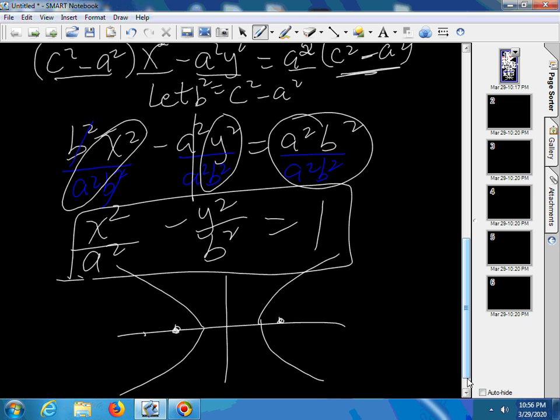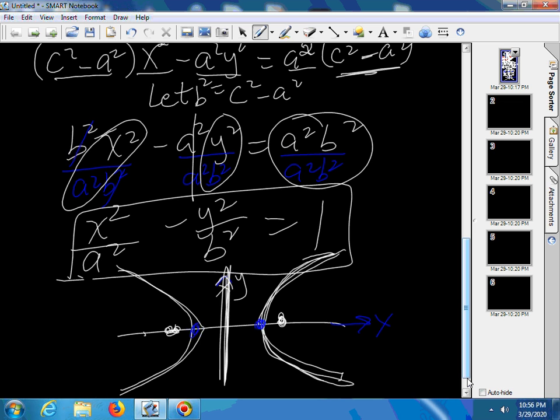Now, you can see that the focus on the right is inside this piece. It's not over here. And for this piece, the foci is inside. Now, if you notice, I'm allowing y to be 0. Y is 0 here. X is never 0. X is never 0. You never cross this point.